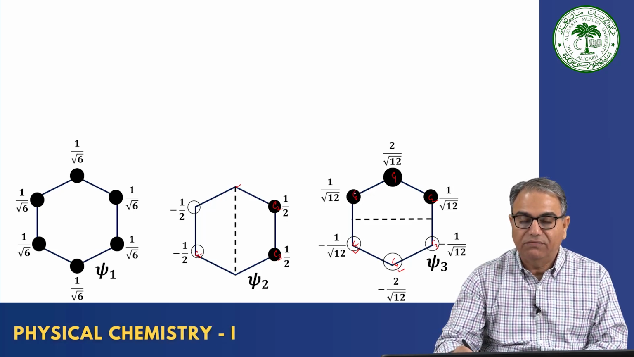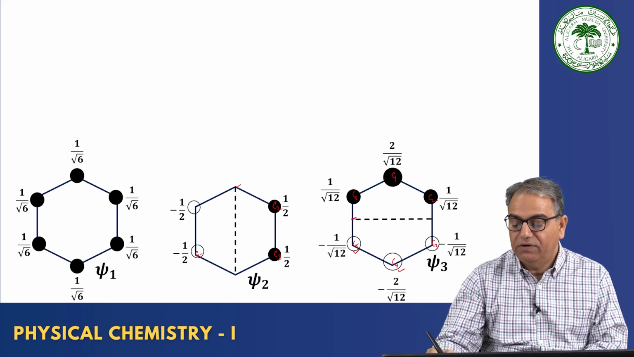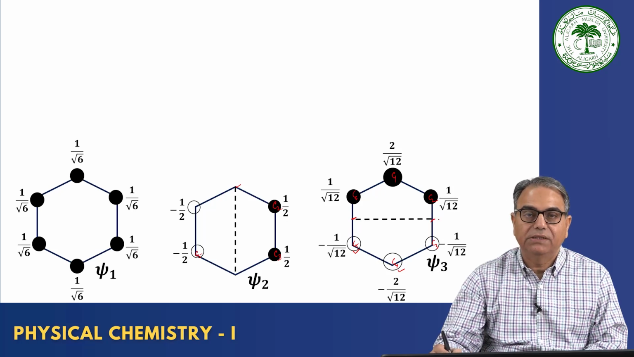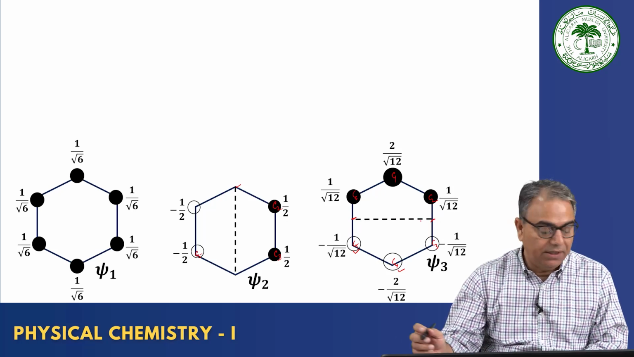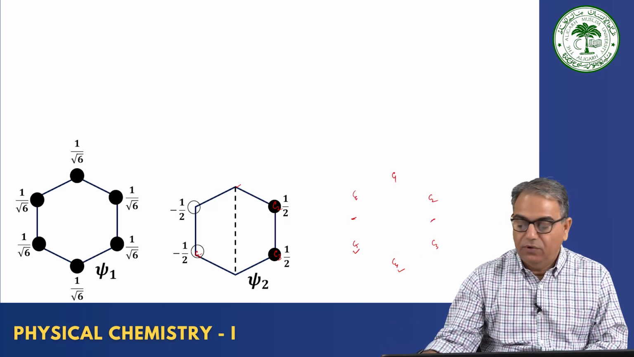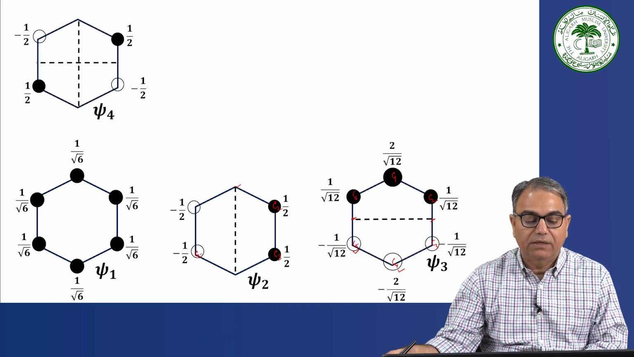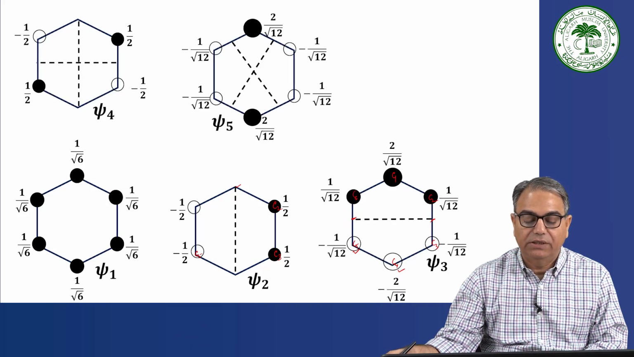But if you go from C5 to C6, there is a change in sign of the wave function, so there will be a node. If you go from C3 to C2, then also there is a change in the sign. So only one place there is a change in the sign, so this will be the nodal plane. Okay. If you look at the other diagrams, then also you get the similar thing.